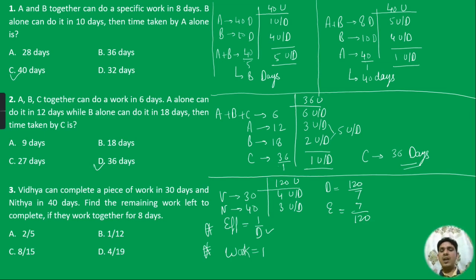Now he is saying that they have worked for 8 days. So 8 days work will be 8 multiplied by 1 day work. So this will be 7 divided by 120 multiplied by 8. If we solve it, this will be 7 divided by 15.